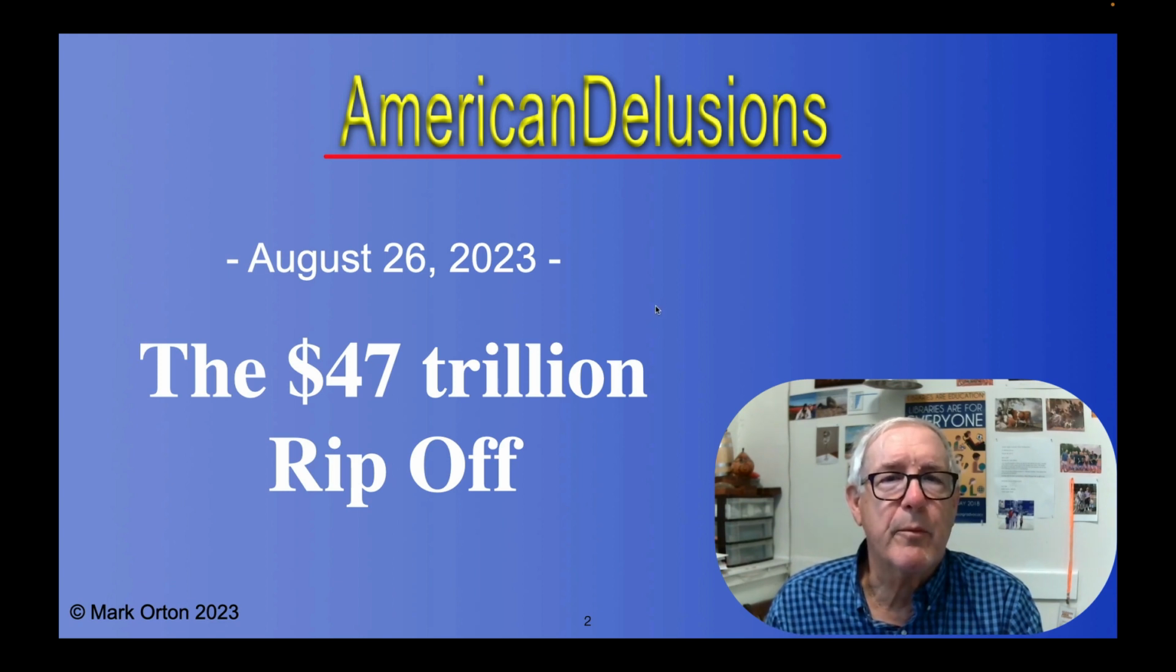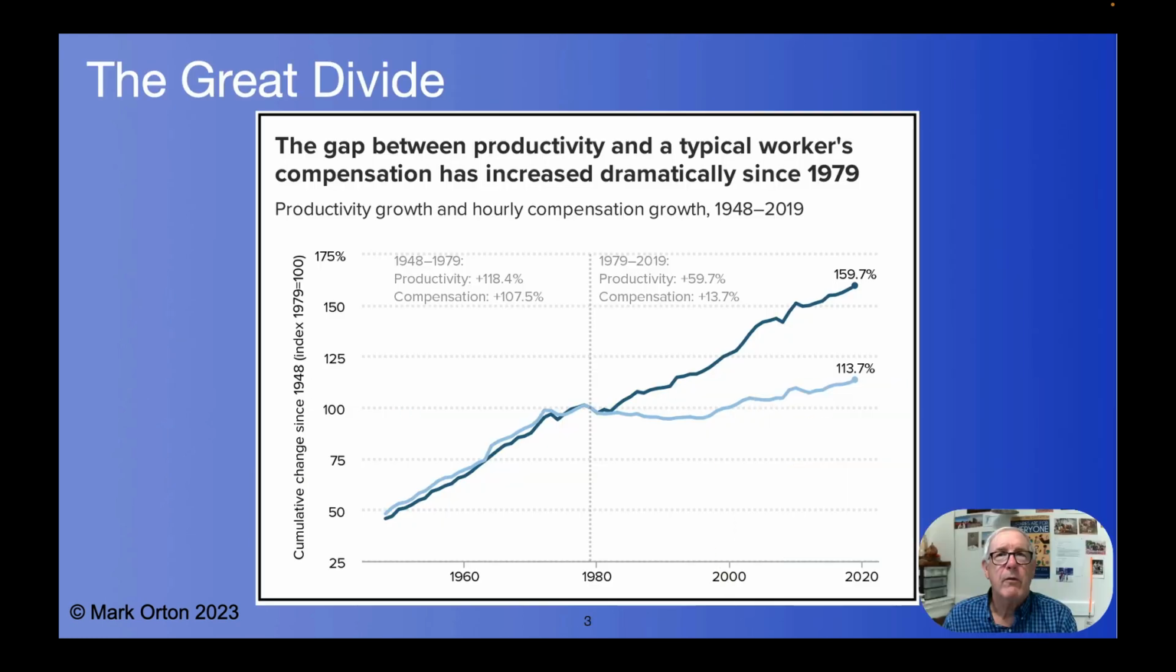I'm really pleased to present this story of the $47 trillion ripoff. So we'll begin with this graph. I call it the Great Divide. It displays data on productivity. That's this heavy blue line, and productivity is a measure of the increase in output of products and services per hour. So as you can see, productivity in the U.S. from 1948 to 2020 was a continuous upward motion. The American workforce got more and more productive over this time.